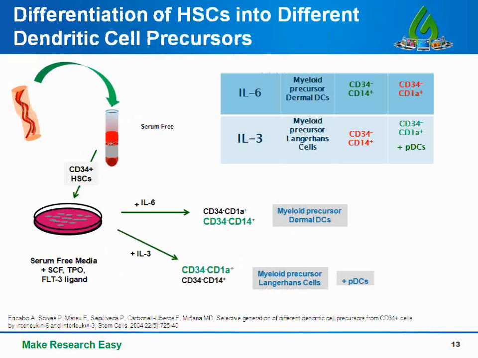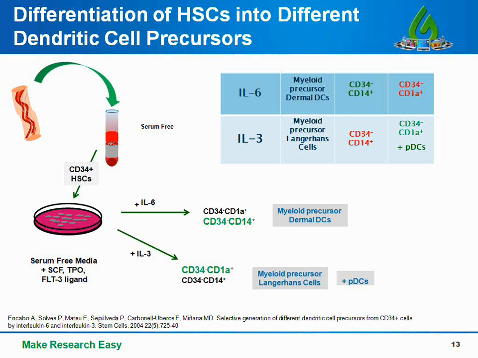Now, in addition to SCF, TPO, and FLT3 ligand, some protocols suggest adding either interleukin-6 or interleukin-3 into your HSC expansion bundle, which will enhance your final dendritic cell yield. Now, to identify how IL-3 or IL-6 influences dendritic cell differentiation, a group of scientists tested using serum-free media the cytokine bundle of SCF, TPO, FLT3 ligand, in the presence of either IL-3 or IL-6 to see differences in differentiation.